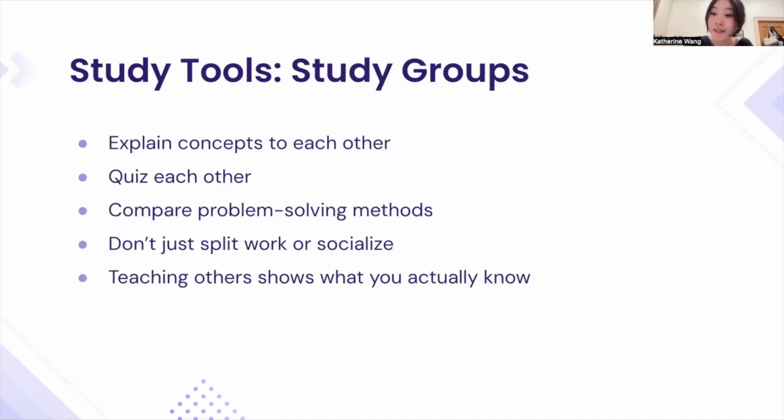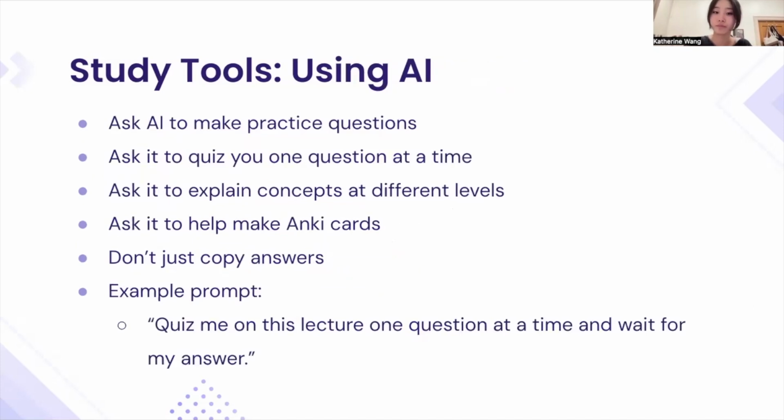I've also found study groups to be really important, especially in chemistry, because you can really explain concepts to each other, test each other, and also compare problem-solving methods. And during these study groups, don't just split your work up or socialize. If you really want to make the best of it, you should try to teach others because it shows what you actually know. And your peer who is studying the same subject can also work on telling you what you need to know as well.